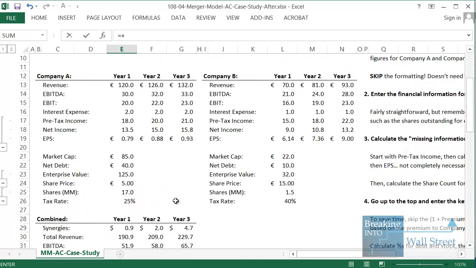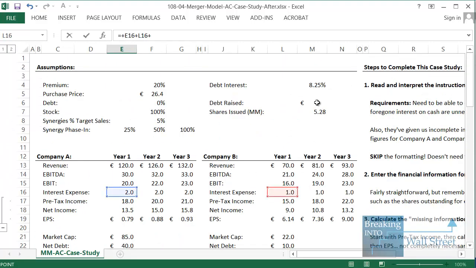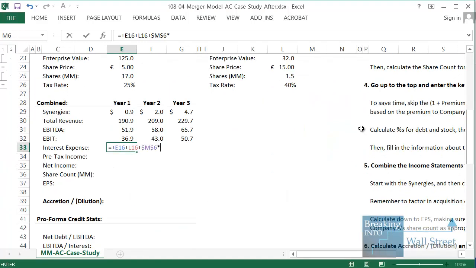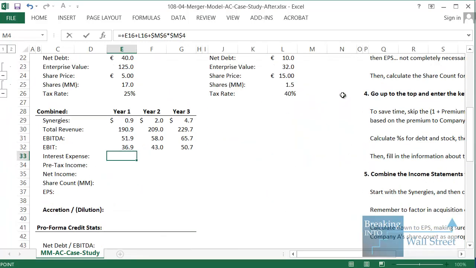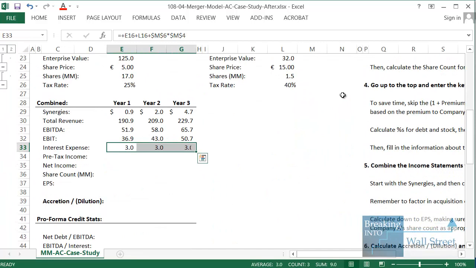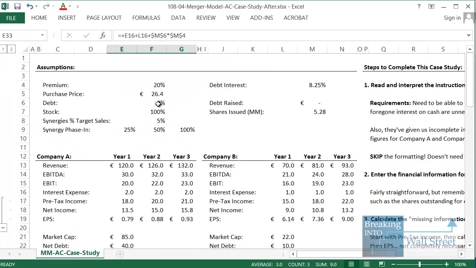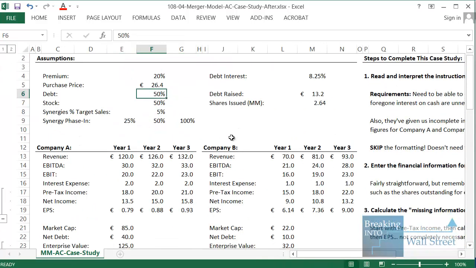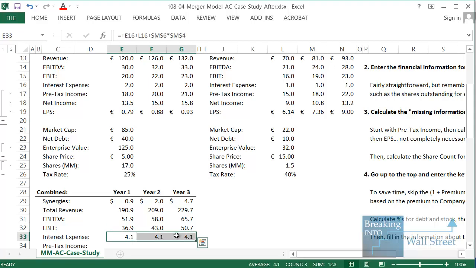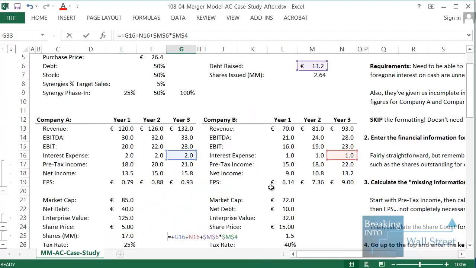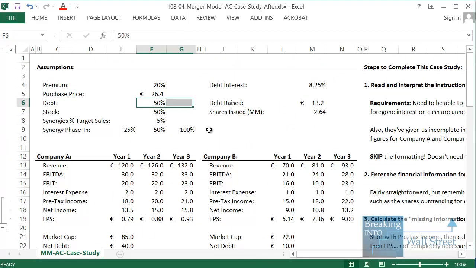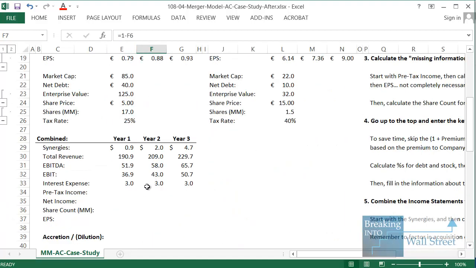So then for the interest expense, we're going to take the interest expense for company A and for company B. Then we're going to add the debt raised, anchor that, and then multiply by the debt interest rate right there and anchor that, and copy this across. How can we test if this actually worked? Let's change the percent debt to 50%. And now we see the interest expense is much higher here as a result of that. So this appears to be working properly. I'm going to change this back to 0% debt for now.